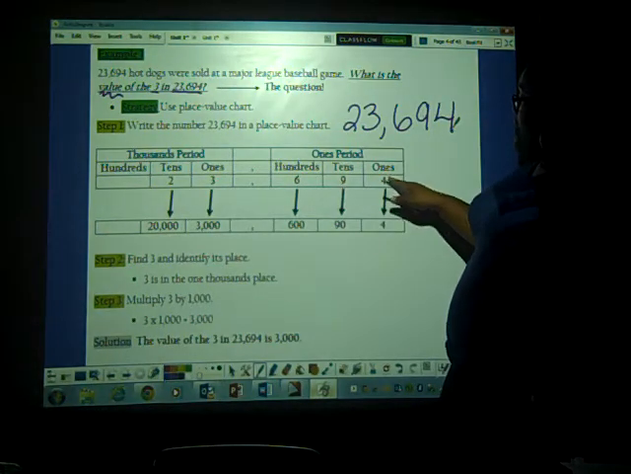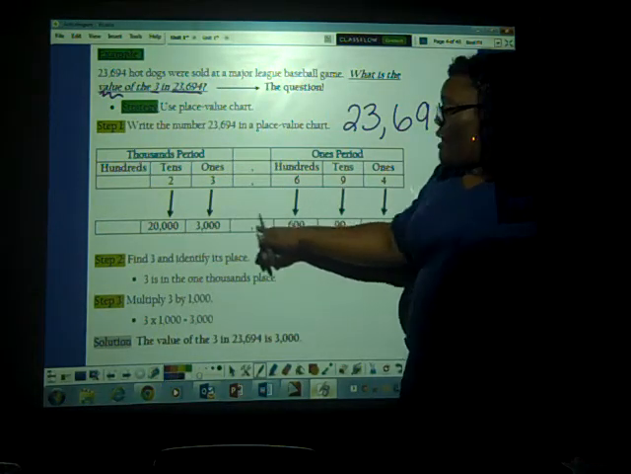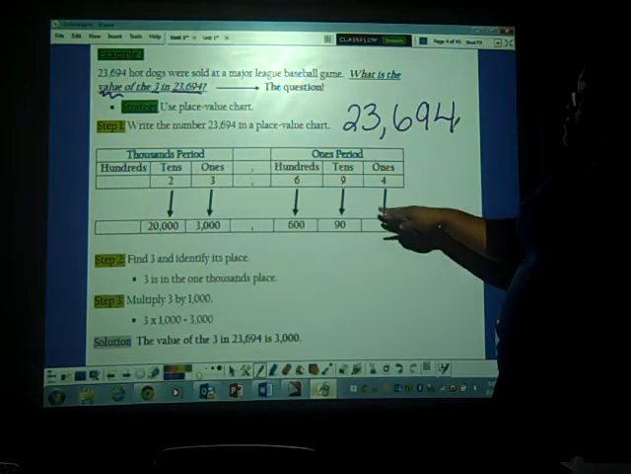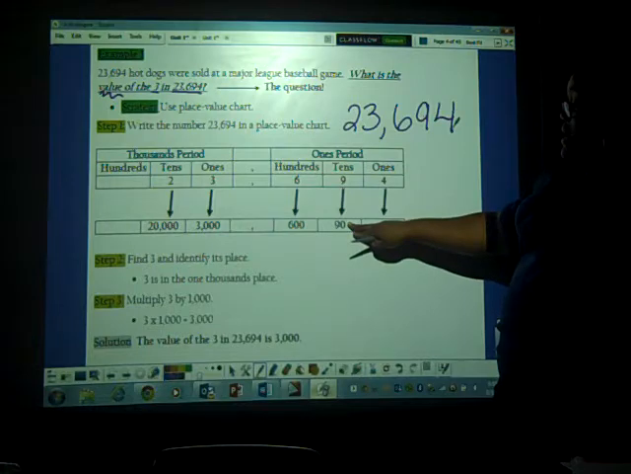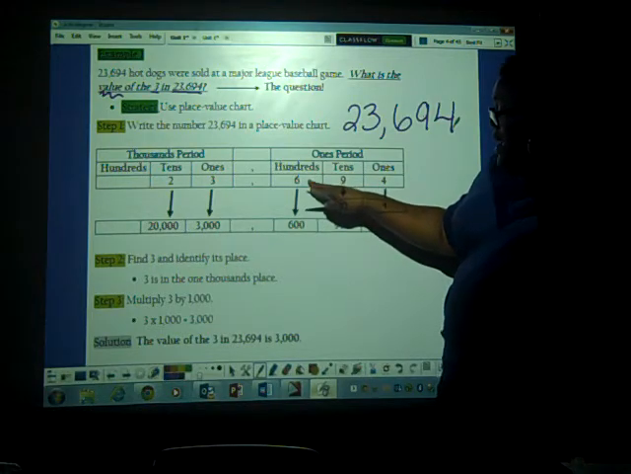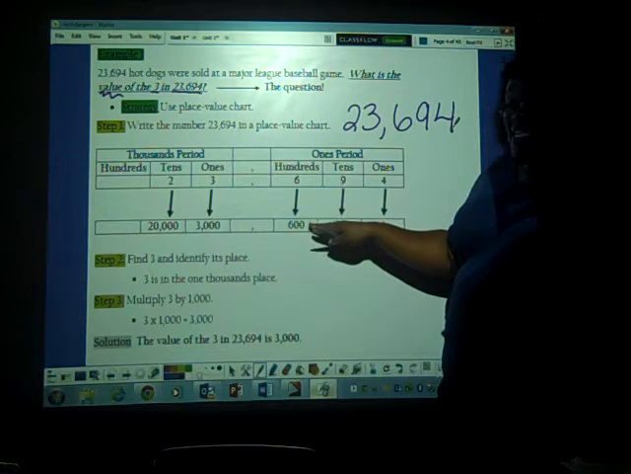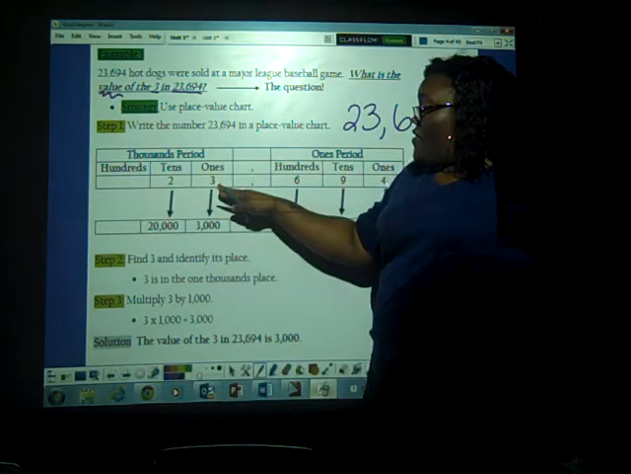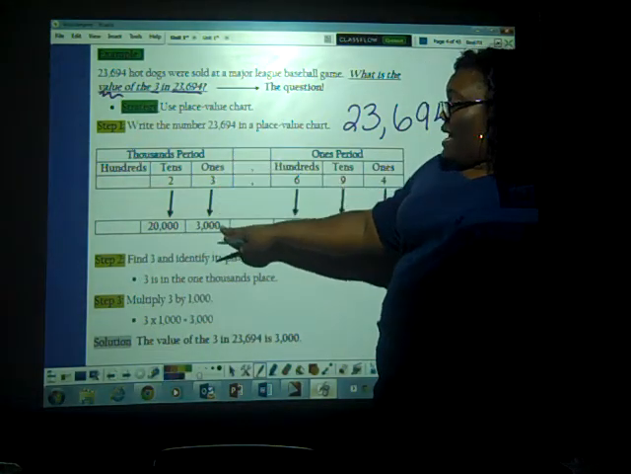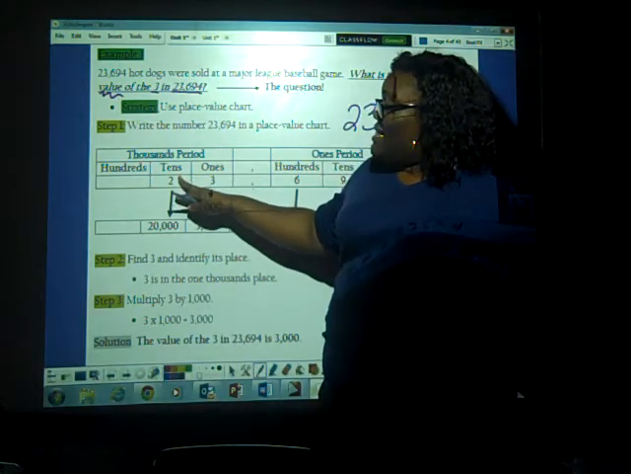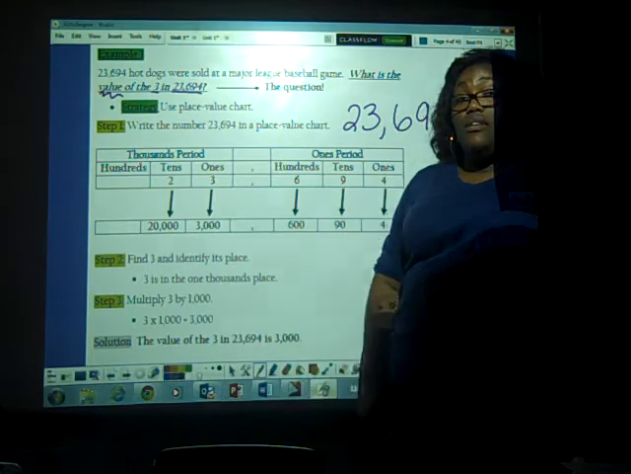Now, the value of each one of these digits is written down below right here. The value of the 4 is 4. The value of the 9 in the tens place is 90. The value of the 6 in the hundreds place is 600. The value of the 3 in the thousands place is 3,000. And the value of the 2 in the 10,000s place is 20,000.